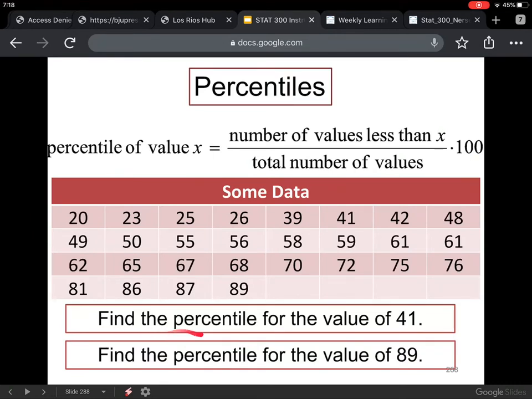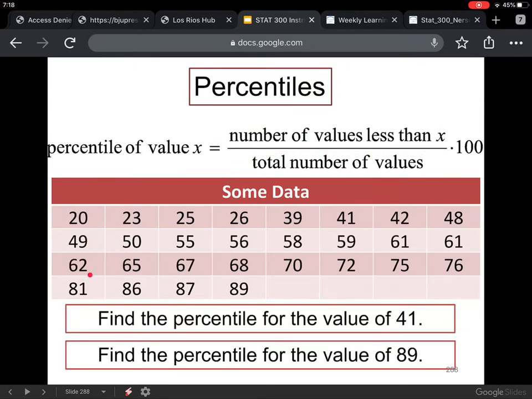So when we say find the percentile for the value 41, we first have to list all of these numbers in order from least to greatest. If they weren't, looks like they are. So to find the percentile of 41, I have to find all of the values that are below 41, and that would be 1, 2, 3, 4, 5. That's 5 for my numerator, the number of values less than x, divided by the total number of values.